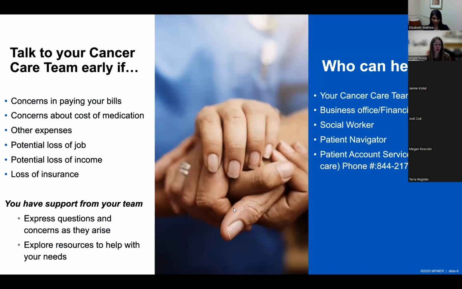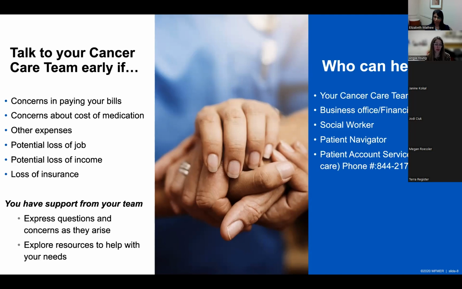So real quickly, just an overview, because these phone numbers will be on that resource sheet that Janine mentioned at the start of the presentation. We want to stress, you need to let the care teams know early if there are any concerns with paying for bills, medications, household expenses. If you anticipate a potential loss of job, loss of income, loss of insurance, we need to know. Don't assume we're going to find out from someone else. We would like to hear it from you, as soon as you can share that information with us.